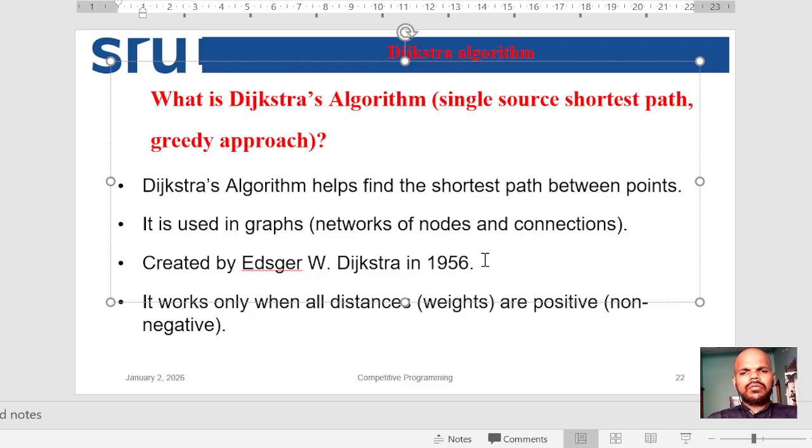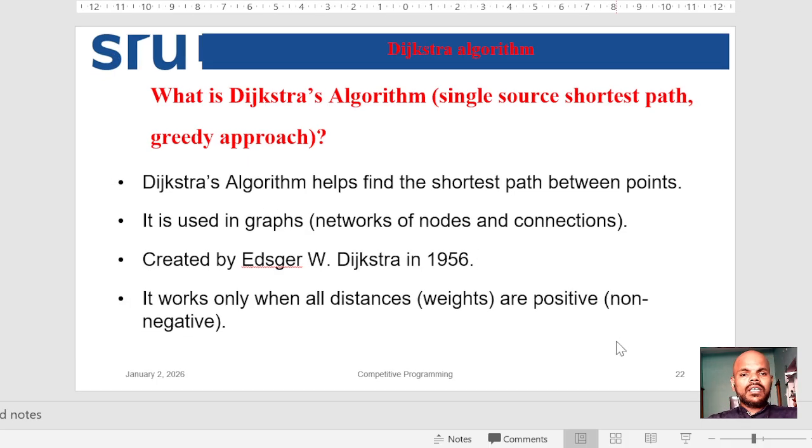Right. So before discussing the actual content of the Dijkstra algorithm, we will discuss the fundamentals of Dijkstra: when it was introduced, what the main motivation of the Dijkstra algorithm is, and at the end of this lecture we will discuss one example, followed by the time complexity of this algorithm.